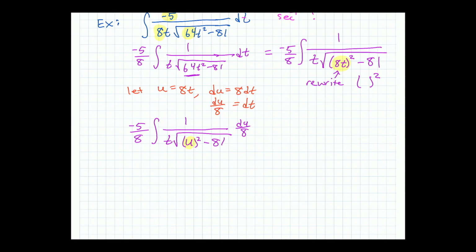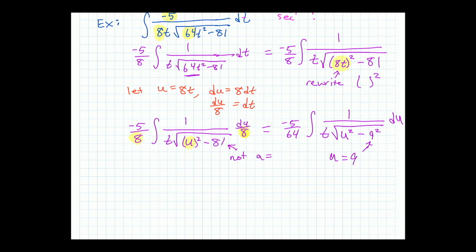Now, why did we want it that way? Well, with slightly more work here, I can write this as negative 5 over 64, if I just combine those 8s. Which 8s? That 8 and that 8. You can rewrite it again, where I've got t square root u squared minus 9 squared. You don't really have to do this, but as long as you can tell that that was a 9, which you can back here when it's an 81, then that's fine. So this is a equals 9, not a equals 81. It's a squared equals 81.